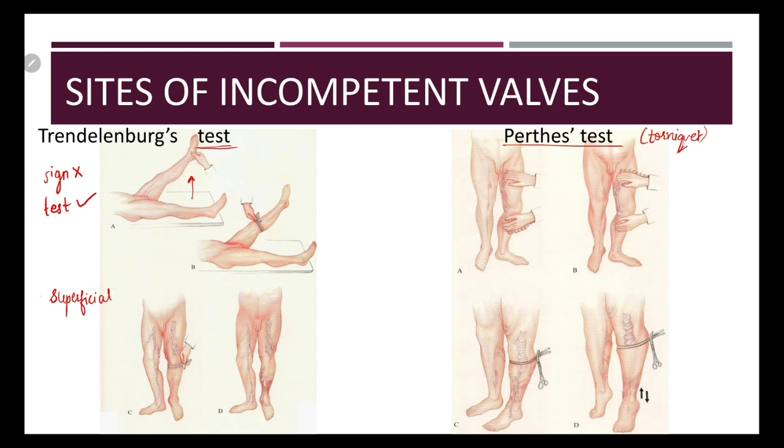To test the perforating veins, the pressure at the saphenofemoral junction is not released but maintained for about a minute. Now gradual filling of the superficial veins, even after maintaining the pressure at the saphenofemoral junction, indicates incompetency of the perforating veins, allowing the blood from deep to superficial veins, and the test is positive.